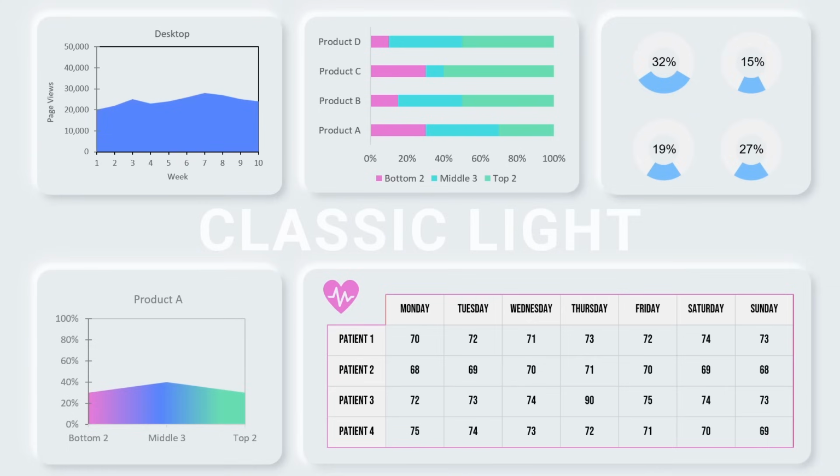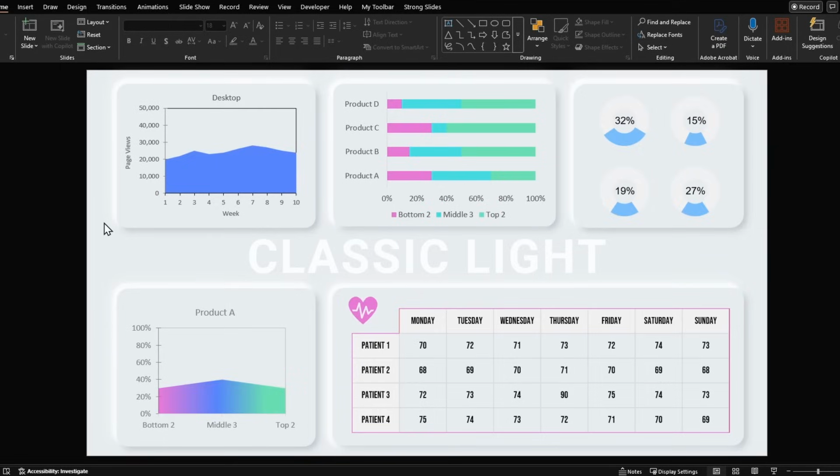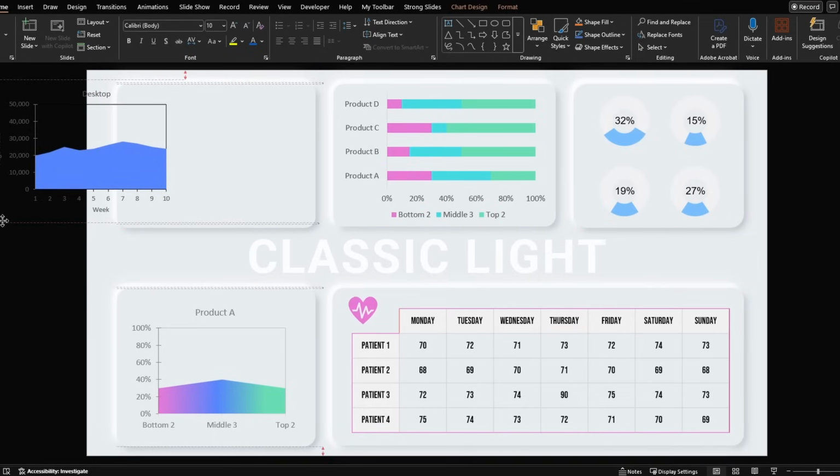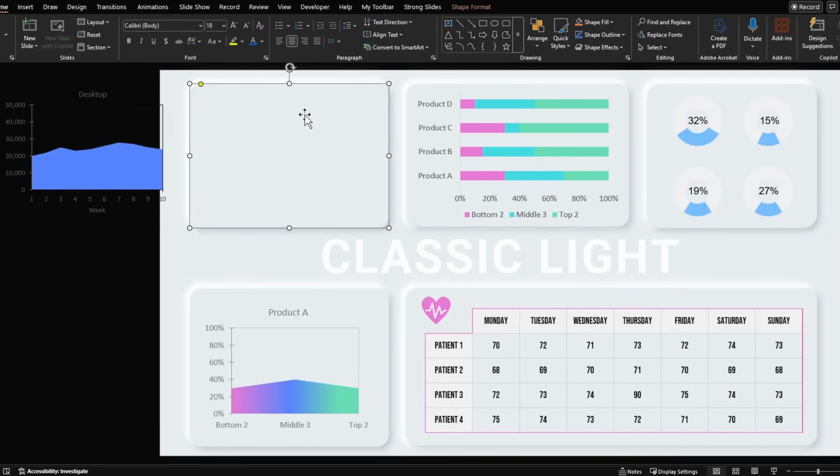Let's start with classic light style. This is the most recognizable form of neumorphism, with soft shadows, light gray backgrounds, and subtle depth. So let's look at what's going on here. We have a chart here on top, which is just a regular area chart. Let me put this aside. Then here we have 2 rectangles with rounded corners.